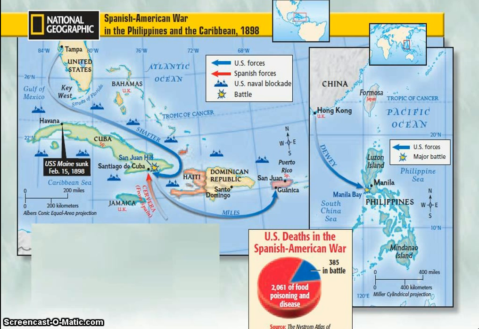Now the territories that we take control of are going to be the Philippines, we're going to take over Guam, we're going to take over Cuba and Puerto Rico. Okay, so it says Spanish-American War in the Philippines and Caribbean. This is how the war was actually fought.